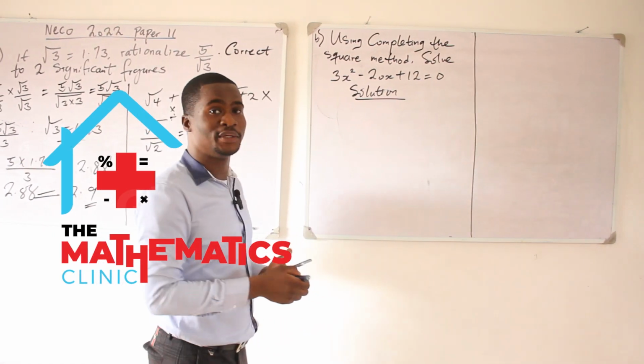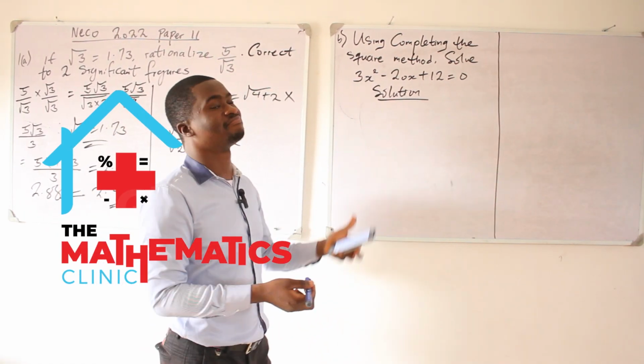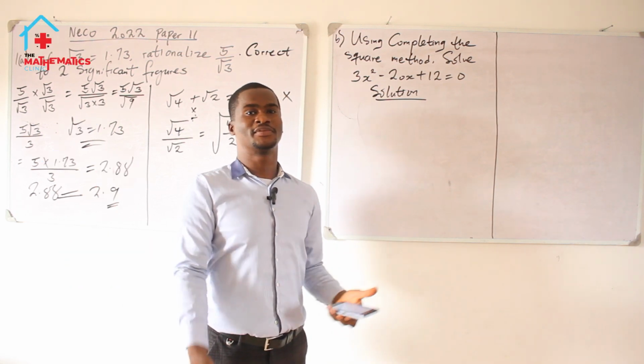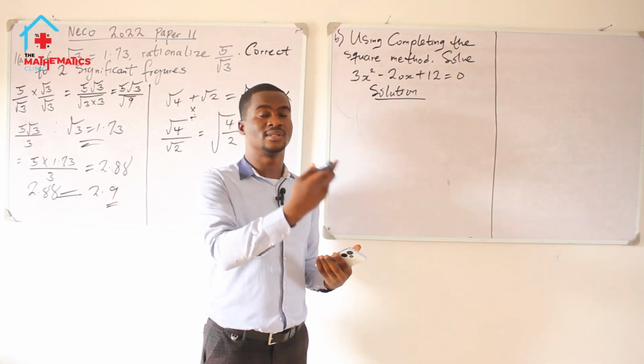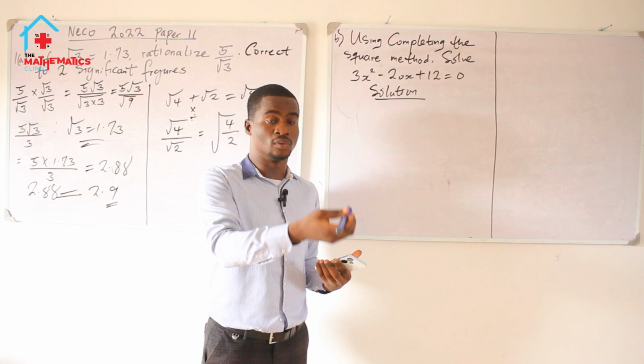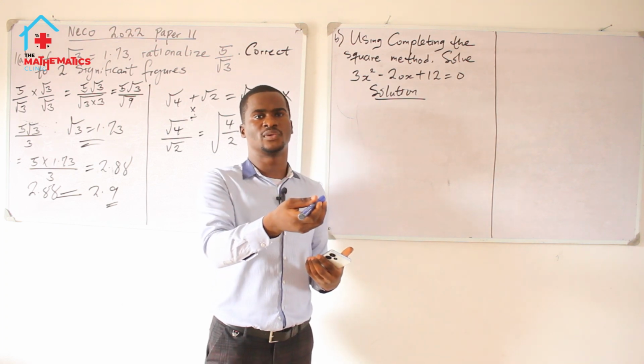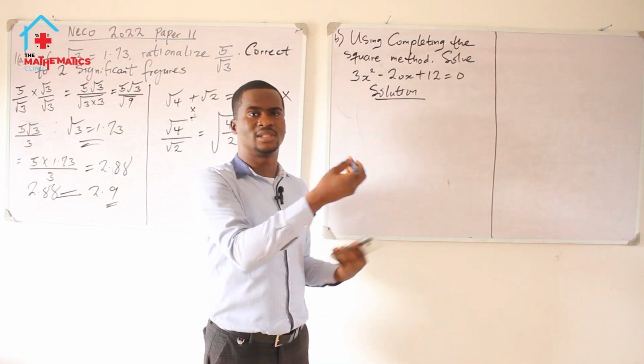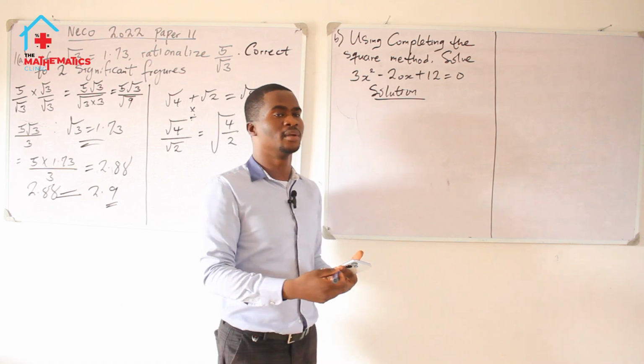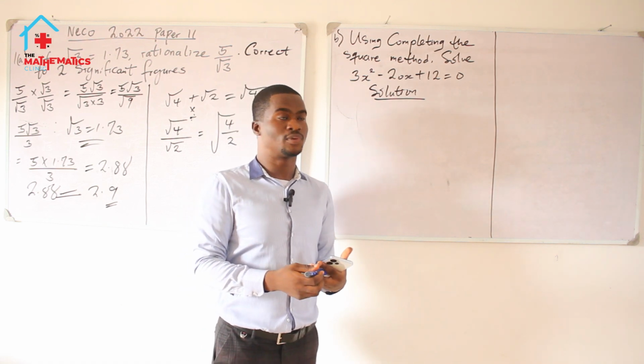Alright, question 1b, using completing the square method. That sounds like a nightmare to a lot of students. But several questions in WAEC and NECO would tell you to use the completing the square method. So they are very simple steps. Just follow me. I will try my best to make it as simple as possible.